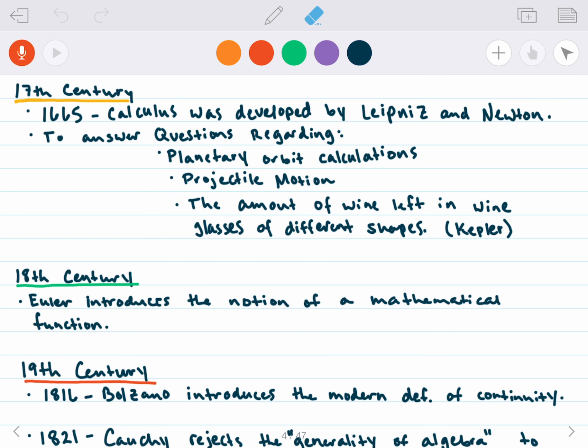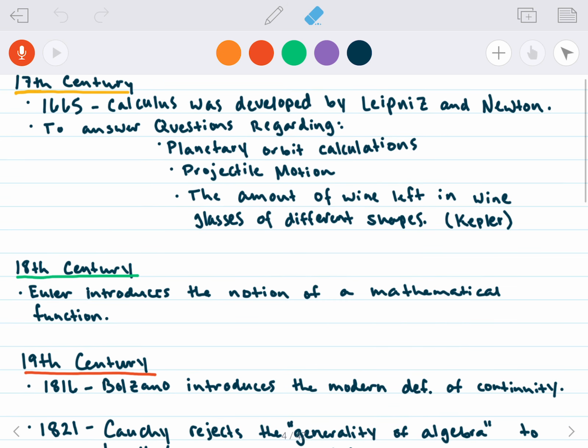So here's a short little timeline. I'm not going to harp on this too much, but calculus was developed by Leibniz and Newton in the 1600s, around 1665, and I'm not sure that this is the exact date, but that's roughly when they developed calculus separately.